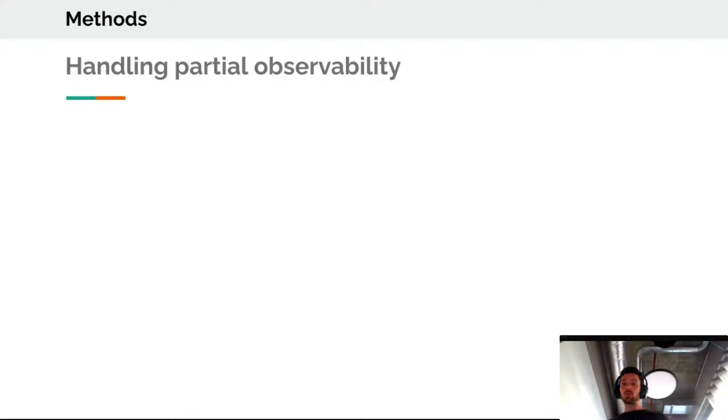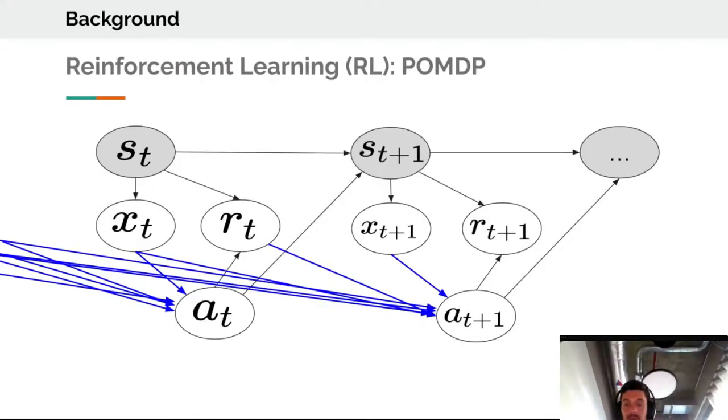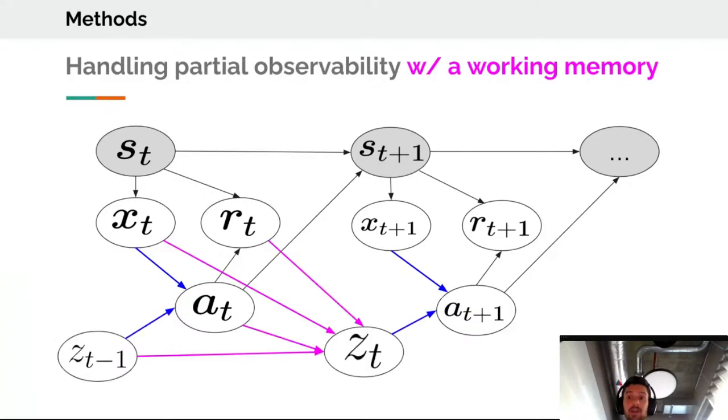Another way to think about this is like earlier, I said that in the POMDP, to take optimal actions, the agent would need to condition itself on all of the previous timesteps, which definitely doesn't scale. So one way you can fix this problem is to learn a working memory. In this case, this working memory is a Z. Now I'm learning this latent variable Z, which encodes all the information of the past that the agent should use when it's trying to take actions.